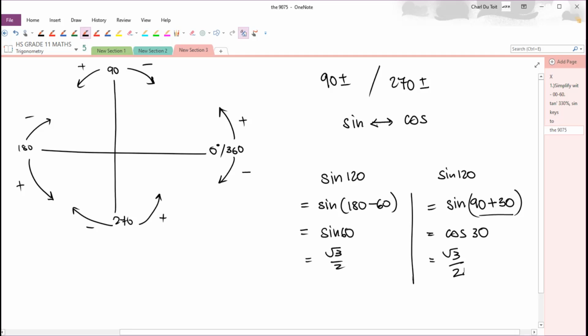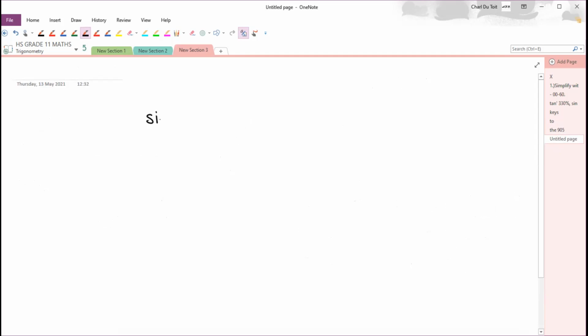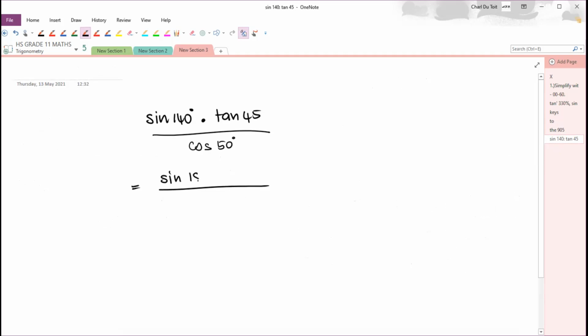Okay, so when will we be forced to use that? Let's do an example where we are forced. So let's do sin of 140 degrees times tan of 45 degrees divided by, let's say, cos of 50 degrees. Now you can immediately see we have big problems. Because if I take that 140 and say, okay, fine, that's the same as sin of 180 minus 40, I have a problem. I don't have a 40 degree angle in a triangle. That means I can't calculate it without a calculator. So it will have to cancel.